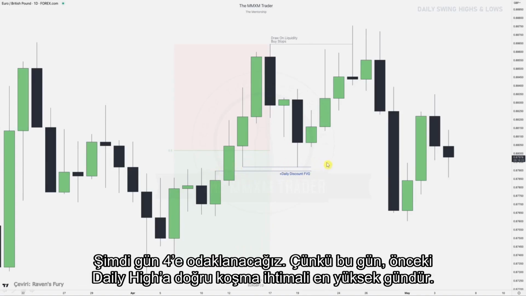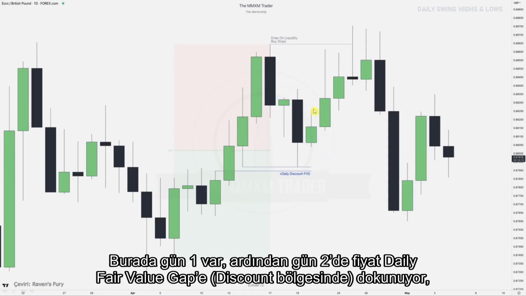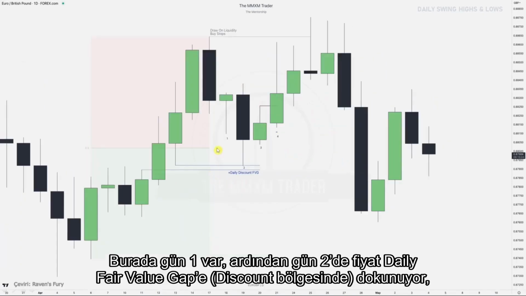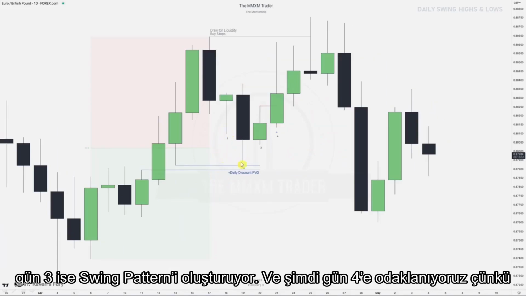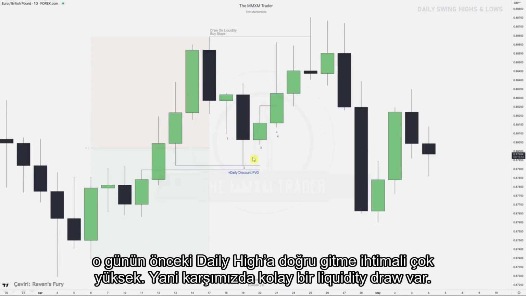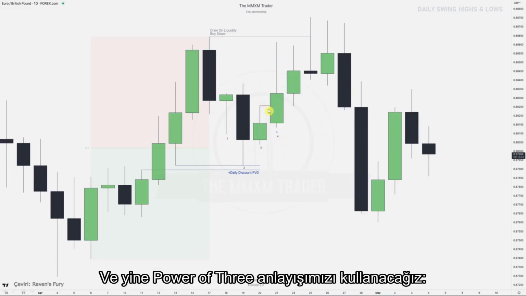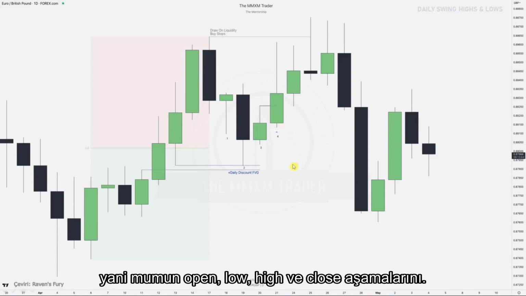Now we're going to focus on day number 4. That's most high probability to run that previous daily high after that swing low formation has formed. So over here we've got day number 1, we've got day number 2 hitting that daily fair value gap in discount, and then day number 3 forms that swing pattern. And now we're gonna focus on day number 4 because that's highly likely to run previous daily high. So we got an easy drawn liquidity, and we're gonna use again our understanding of the power of 3, that open, the low, high, close of the candle.